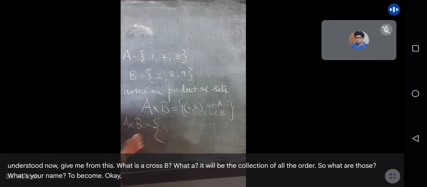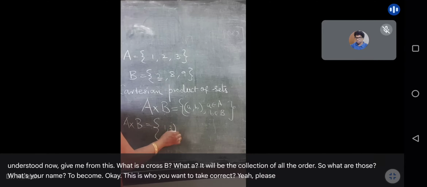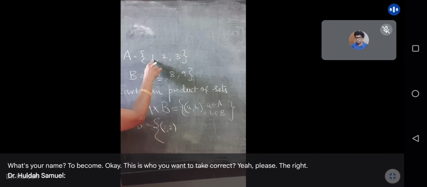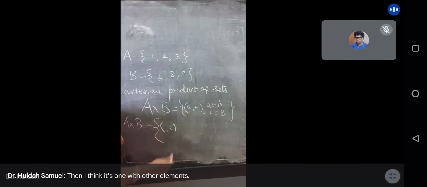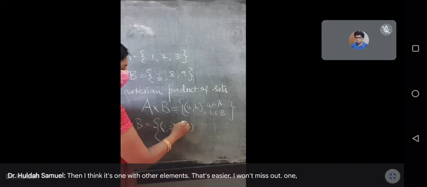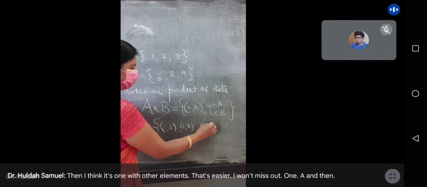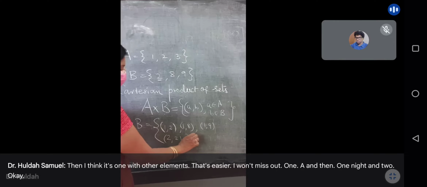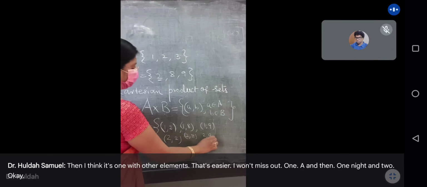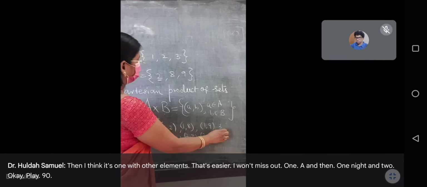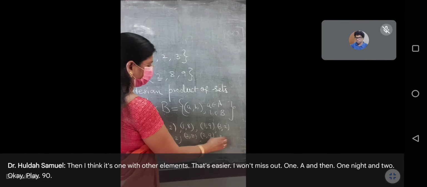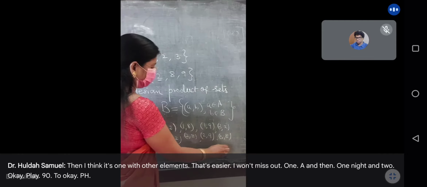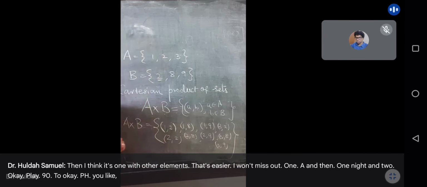Okay, 1, which 2? This 2 you want to take, correct? Yeah, please listen there. 1, 2. You write it in round brackets, as an ordered pair. Then I take this 1 with the other elements. That's easier, I won't miss out anything. 1, 8, and then 1, 9, then 2, 2, okay, 2, 8, 2, 9, 3, 2, okay, 3, 8, 3, 9. All the ordered pairs I have written.